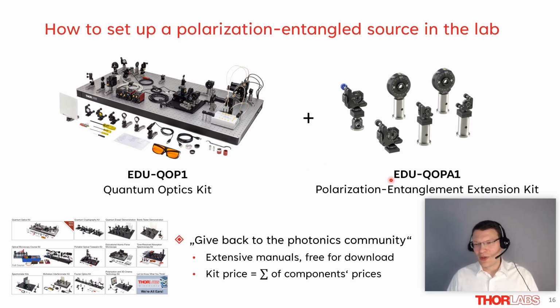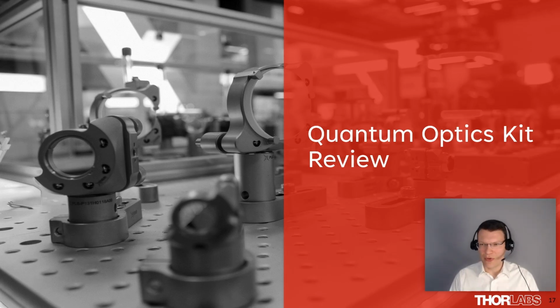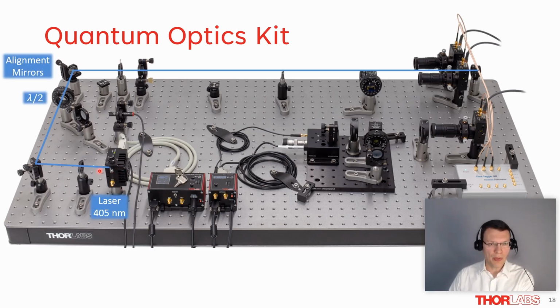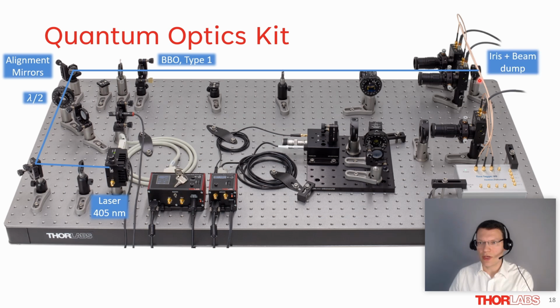Before I get into the details of what this entanglement extension kit does, I will have to get you up to speed on the Quantum Optics Kit itself. So here's a very brief review. You see the setup from the side. We're starting down here with our blue pump laser, over two alignment mirrors to our nonlinear crystal. That's the BBO type 1, so not the double crystal, but just one type 1 crystal. Once the pump beam has passed through the crystal, we don't need it anymore, so we collect it down here at a beam dump.